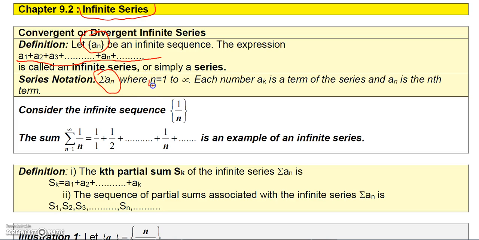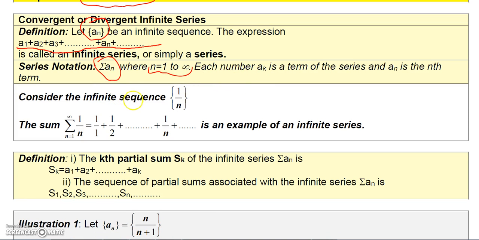Normally we're going to do this from n equals 1 to infinity, but you can obviously use this notation to go from n equals 1 to some other number. Now consider this infinite sequence, 1 over n. Here the sum notation tells you that n goes from 1 to infinity. It's common that we go from 1 to infinity, but those limits do not have to be 1 and infinity. But if it's going to be an infinite series, then of course it does have to go to infinity on the top.